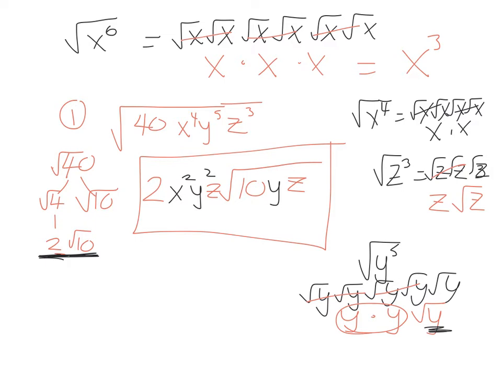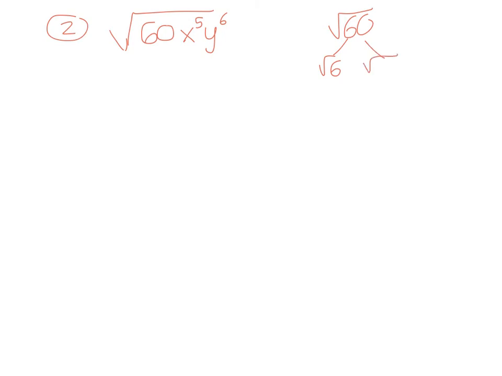Okay, let's do another one. Number 2, simplify radical 60 x to the fifth, y to the sixth. So I'm going to do rad 60 first. I'm just going to break it into rad 6 times rad 10. Rad 6 breaks to rad 2 times rad 3. Rad 10 breaks to rad 2 times rad 5.